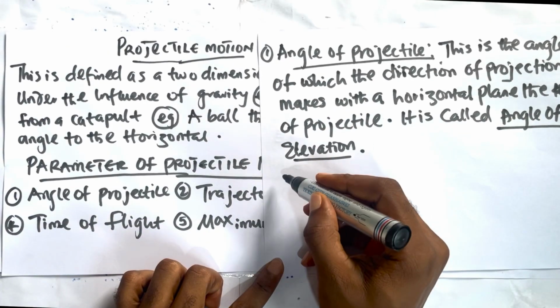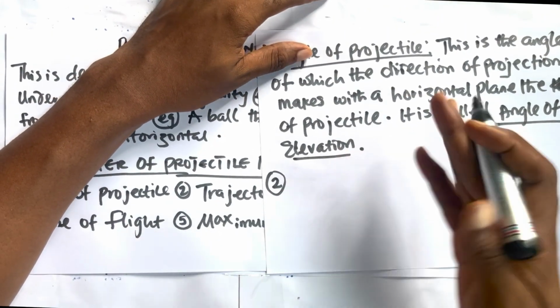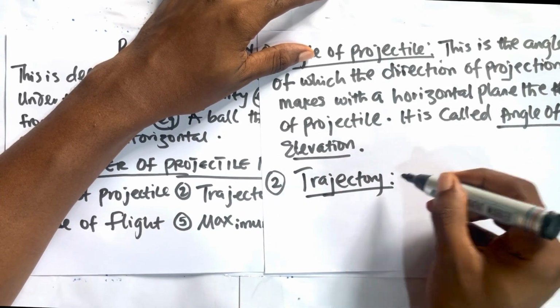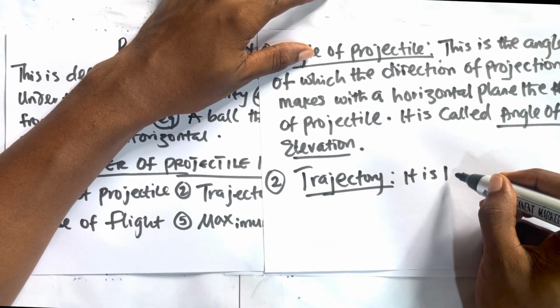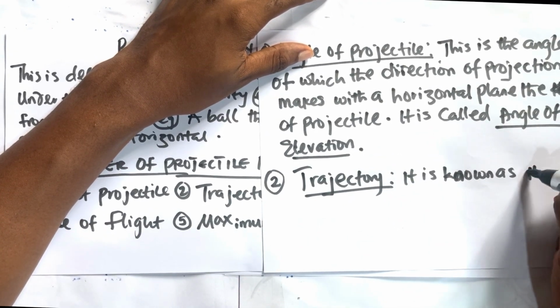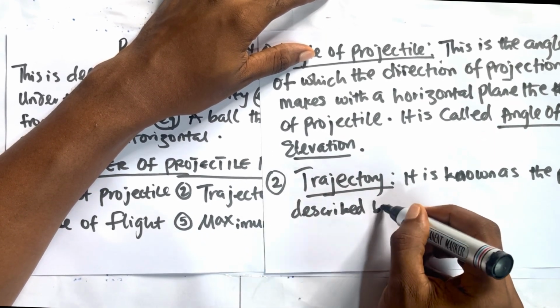Now we have the next one, which is the trajectory. This is known as the path described by the particle where the projectile motion is moving. Now the trajectory is known as the path described by the particle.